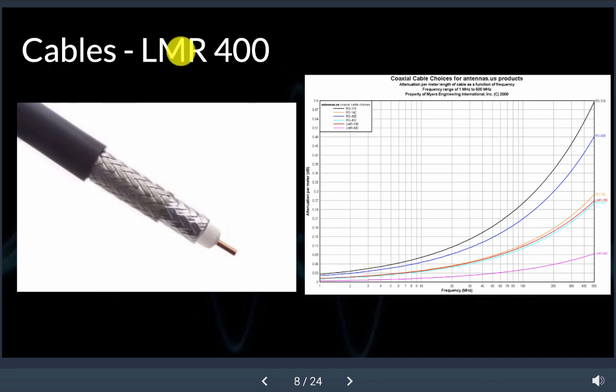The reason I'm showing you LMR 400 cable here is because it's kind of the standard. It's probably what you're going to have on your system. I did show over here some older standards, and this is a frequency range outside of the range that we work at, but you can see the loss profiles for these. As you go higher in frequency, the loss becomes a lot higher. So with LMR 400, the loss profile is not as steep.